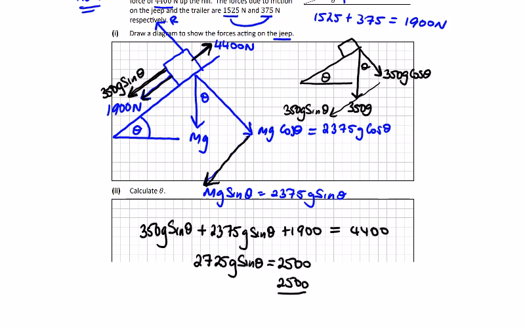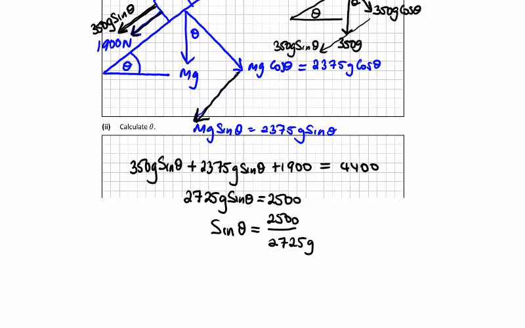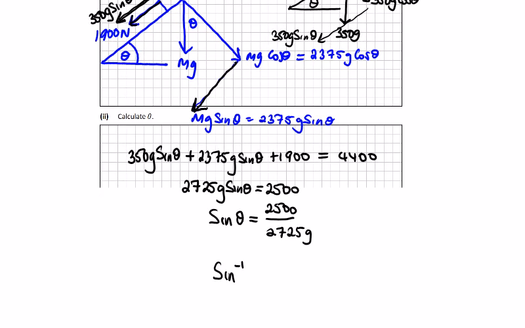So if we divide 2500 by 2725 g, that will leave sine theta over here. So to get theta, we just get the inverse sine of the right hand side. 2725g, and this is giving me an answer of 5.3716 degrees. Is there rounding? Doesn't ask for rounding. 5.37 degrees, or 5.4, or 5 degrees, whatever they really want here. They haven't asked, so I'd leave it as 5.37.